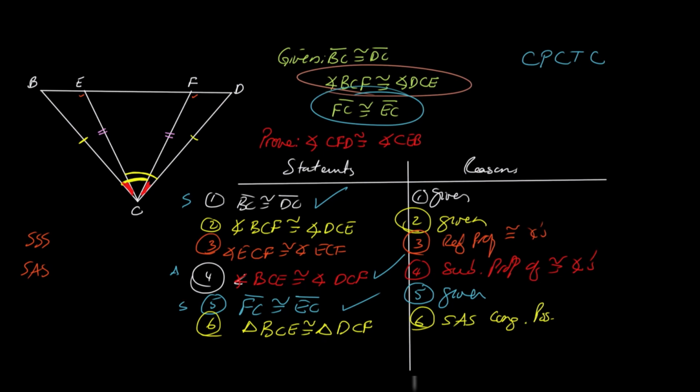We're not done yet, because we have to prove that the angles are congruent. So now we have step 7, which is what we want to prove: angle CFD is congruent to angle CEB. See, that's what we're trying to prove. CEB, that's this. And they are congruent because, ta-da, CPCTC. That's all you do. You just write it down. Corresponding parts of congruent triangles are congruent. And that's that proof.